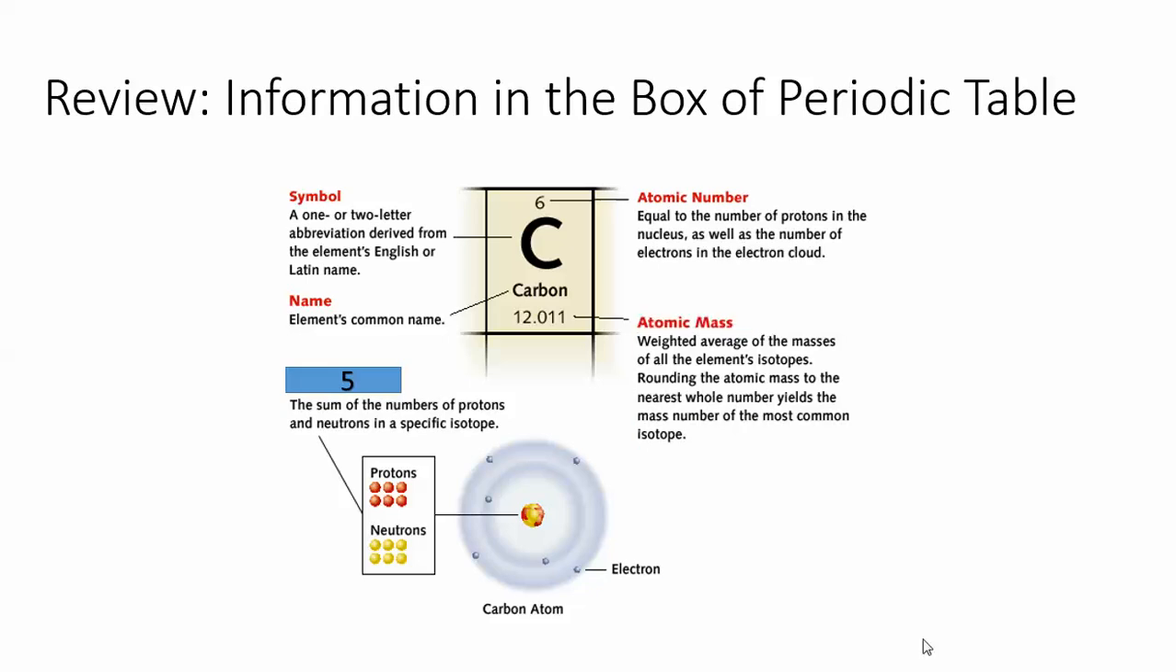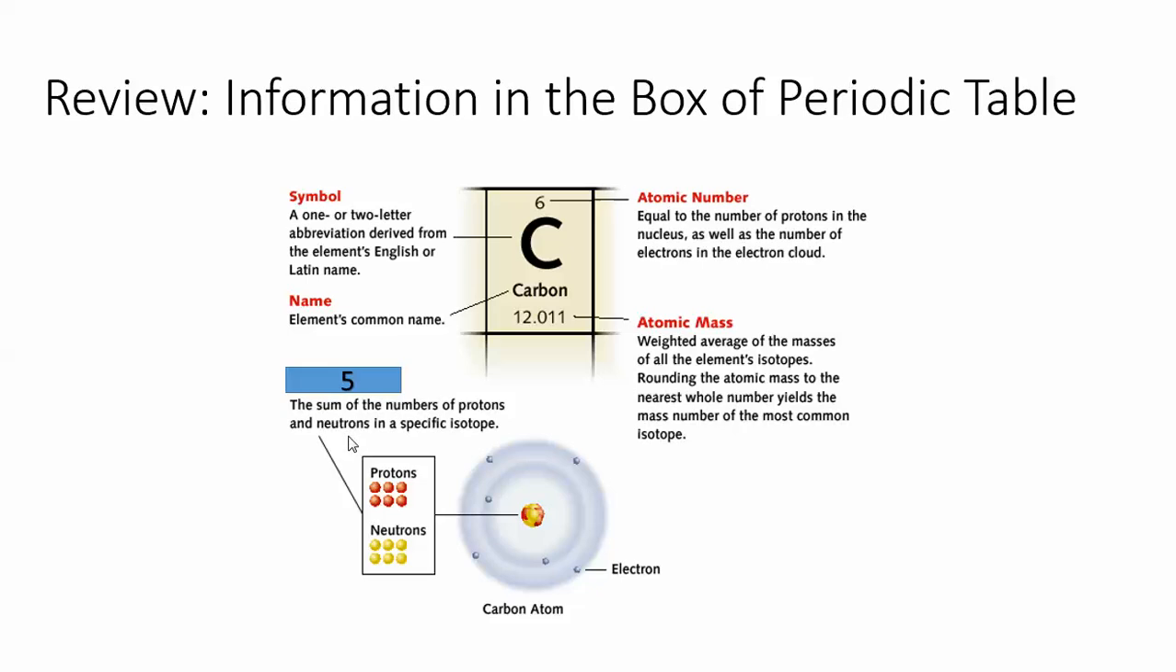And that is the atomic mass. Remember, this is an average, it's not any particular one. Again, it says rounding the atomic mass to the nearest whole number yields a mass number, most common, which is the most common isotope, mass number of the most common isotope. So that kind of gives away number 5 a little bit, but let's see if you can get it.